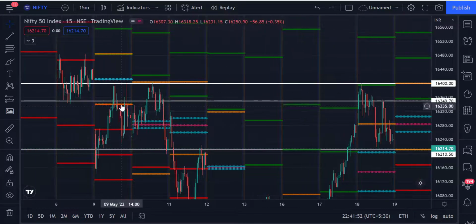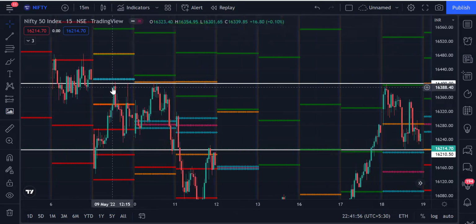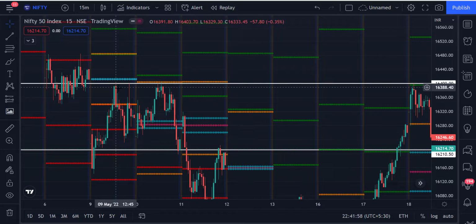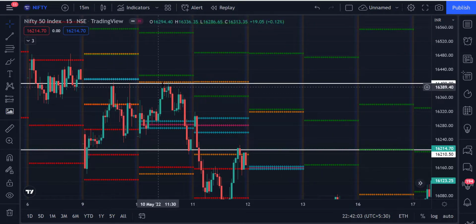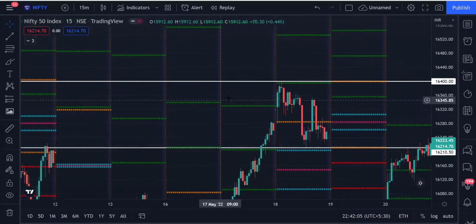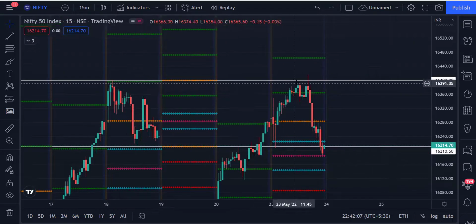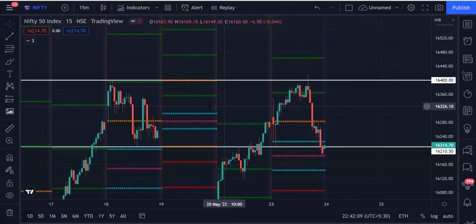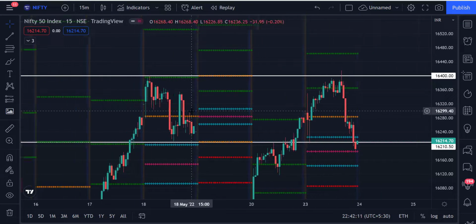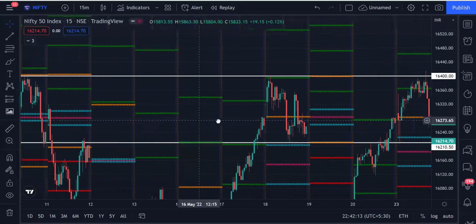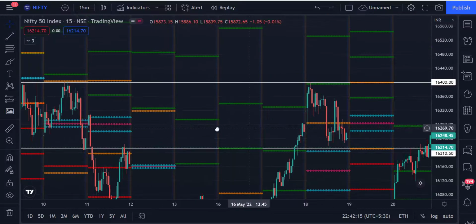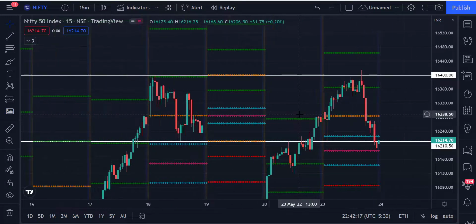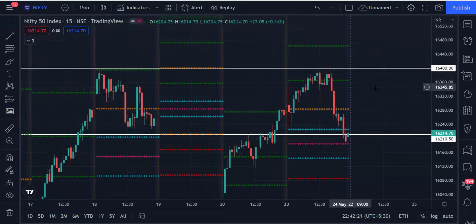Here you can see, let me just delete this line first. Okay, so it has tested it right here. First I will count how many times it has tested: 1, 2, 3, 4, then 5, 6 and 7. So it has tested almost 7 times. So that's why I have drawn this line, and that is how I took the trade accordingly.